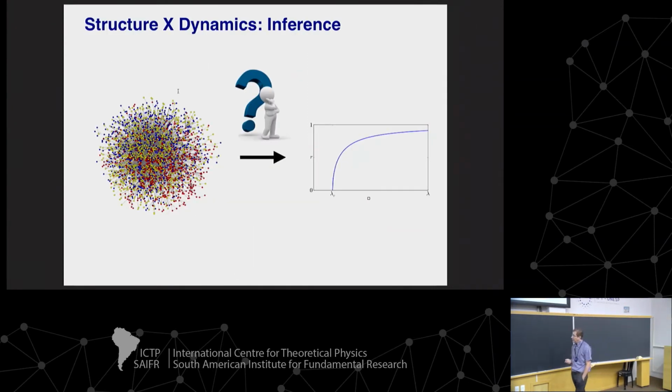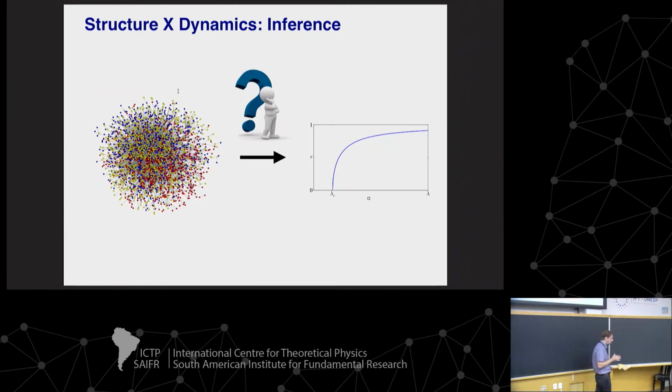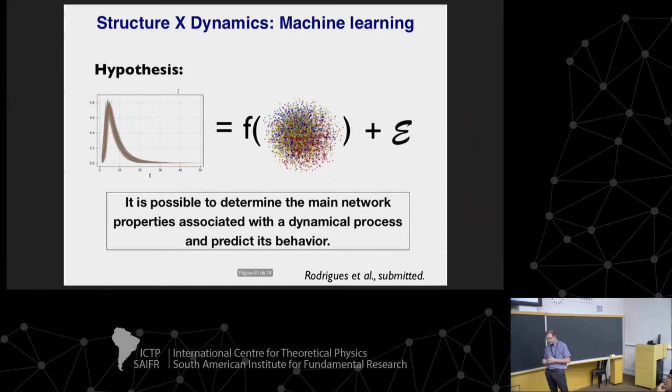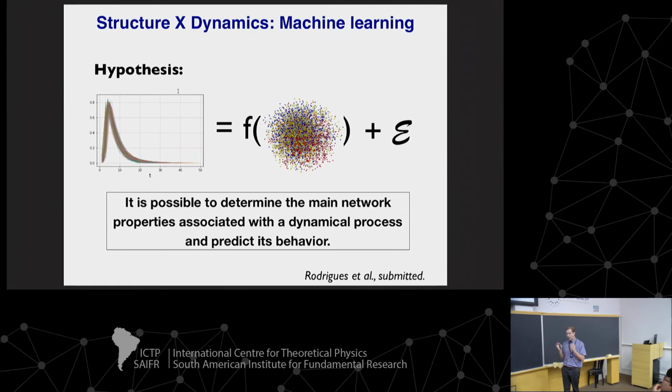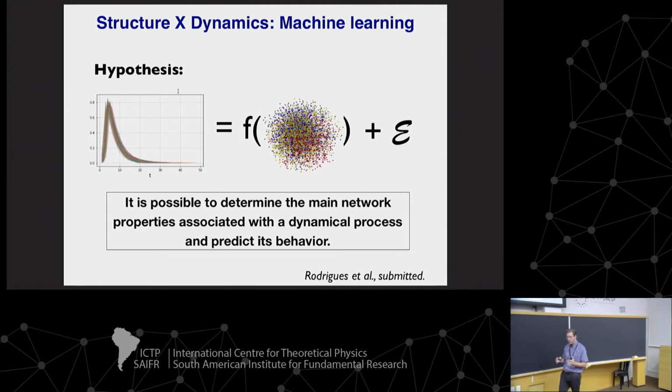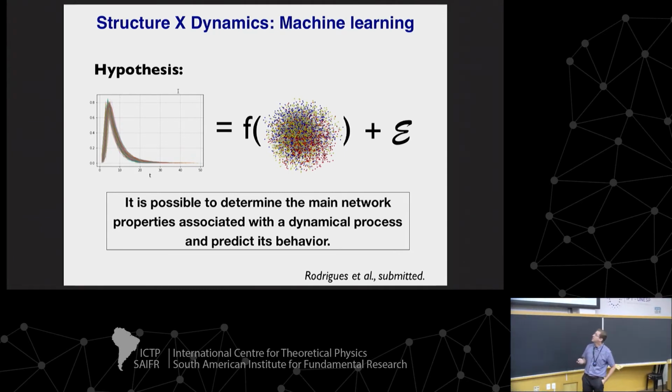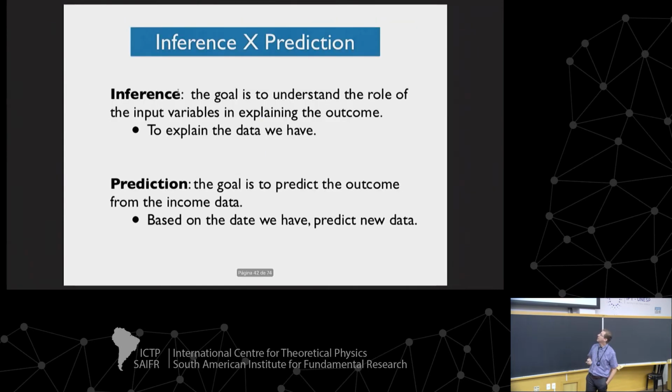So, okay, we can use machine learning to study the structure, but one question is how to combine machine learning to study structure and dynamics. Our hypothesis is, given that we have a dynamical process and a network structure, the evolution of this dynamical process will be a function of the network structure. This is the basic idea. Then if you give some examples of the dynamical process and network structure to a machine learning model, the idea is to try to predict this dynamical process.